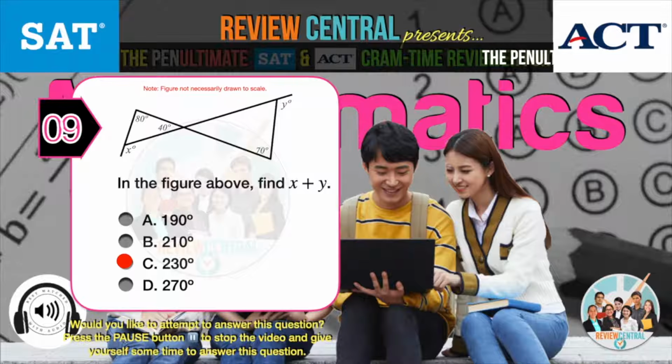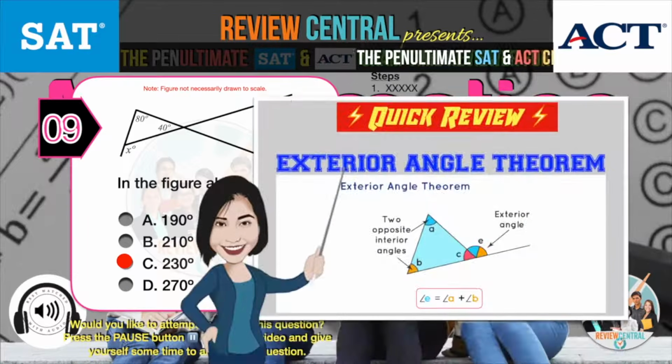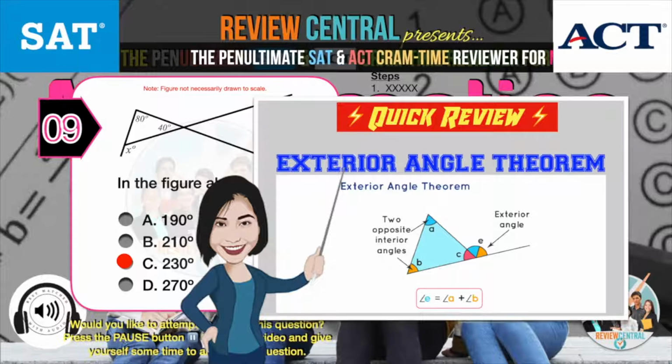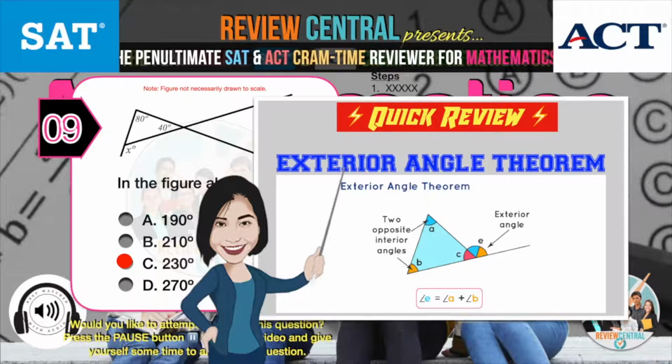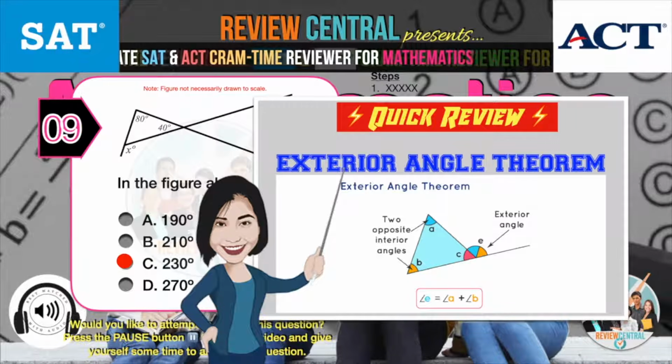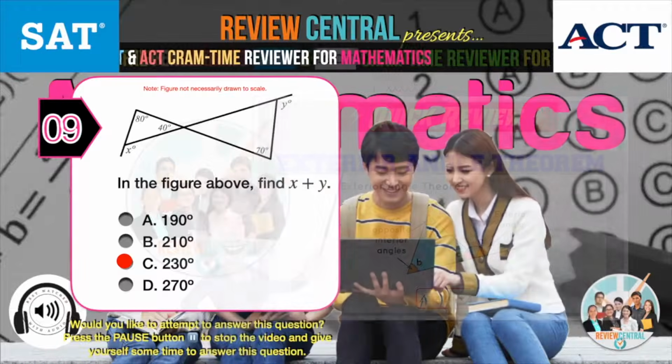angle theorem. You do recall your exterior angle theorem, right? No? Let's do another quick review then. The simplified definition of the exterior angle theorem is that the exterior angle of a triangle is equal to the sum of the opposite two interior angles. In our given illustration, the exterior angle E of triangle ABC is equal to the sum of the interior angles A and B. It's as simple as that.